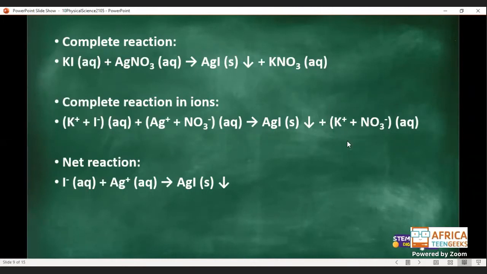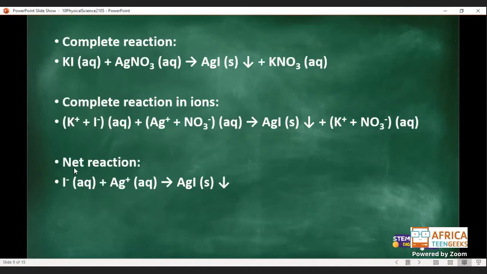Ashley, the potassium, can you see at the end? Just look at the complete reaction in ions. Can you see the potassium and the nitrate are both still in solution? Okay, and so they are spectator ions. They don't take part in forming the precipitate. So I call them spectator ions.